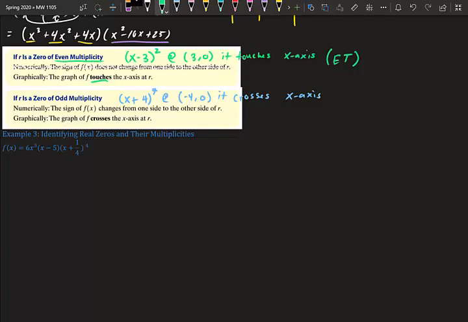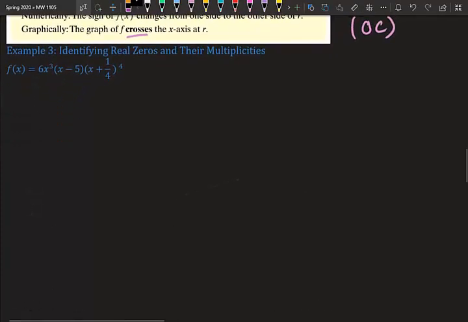Also, how do I remember O.C.? Odd crosses. I remember that by O.C. because coincidentally, right now, most of us live in Orange County. When I was growing up, I lived close to Orange County, so it was easy for me to remember. So I remember E.T., even touches, O.C., odd crosses. We're going to talk way more about that when we start to graph. Right now, we're just learning how to find multiplicity, okay?